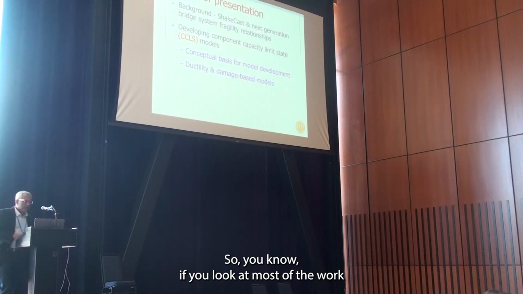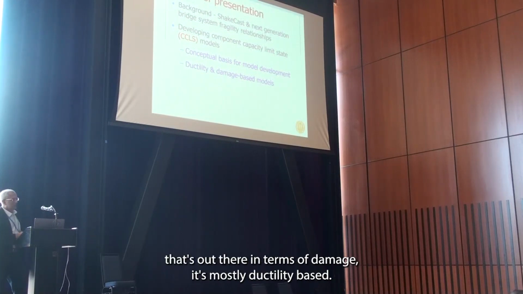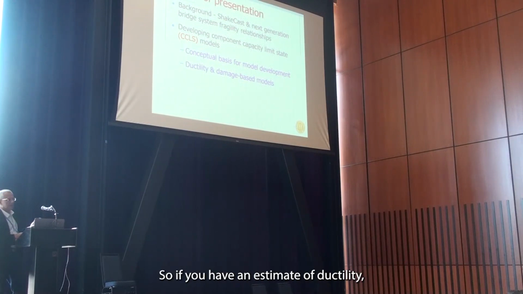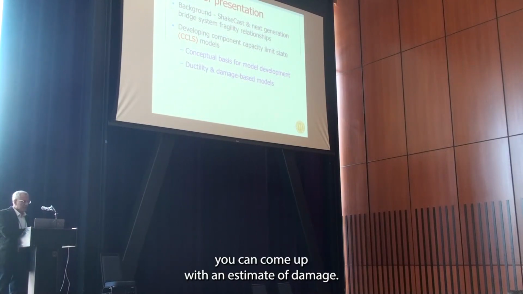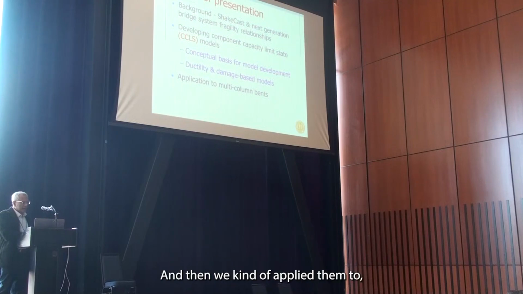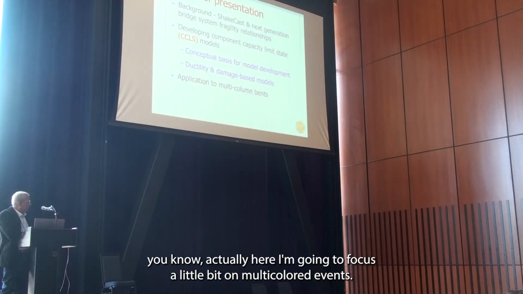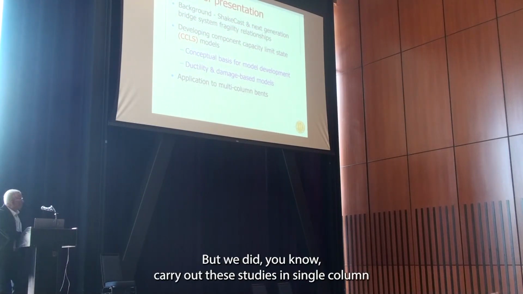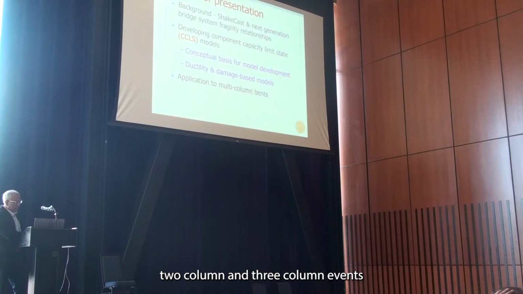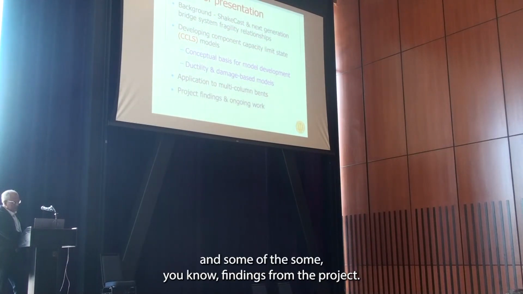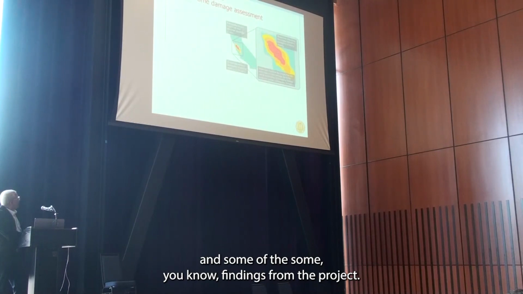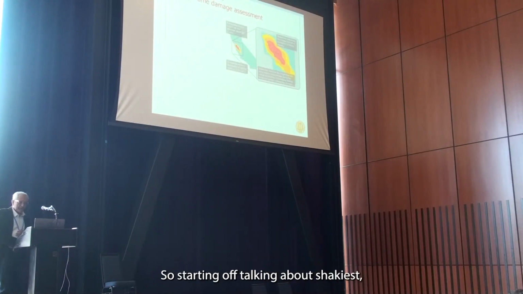So if you look at most of the work that's out there in terms of damage, it is mostly ductility based. So if you have an estimate of ductility, you can come up with an estimate of damage. And then we applied them to, actually here I'm going to focus a little bit on multi-column bents, but we did carry out these studies on single column, 2-column, and 3-column bents. And some of the findings from the project. So starting off talking about ShakeCast.